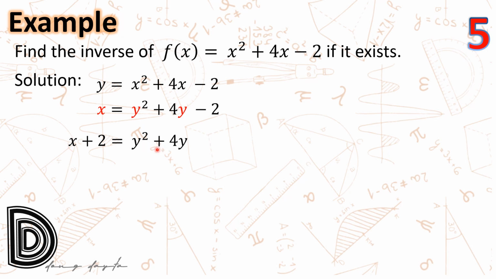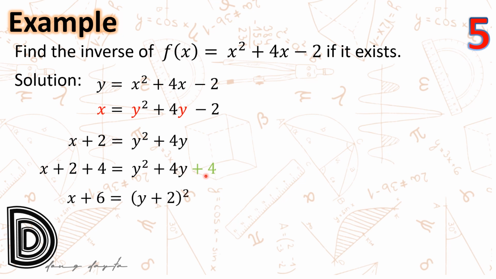And then, how do we isolate y? We need to complete the square. Completing the square, we need to add 4 so that this is a perfect square trinomial. And adding 4 to the right side would mean adding 4 also to the left side, so that this now is a perfect square trinomial. Next, we have x plus 6, and this is now the square of the binomial y plus 2 squared.